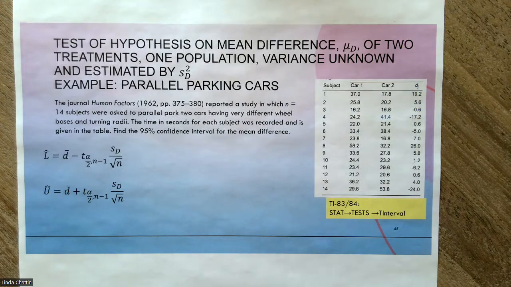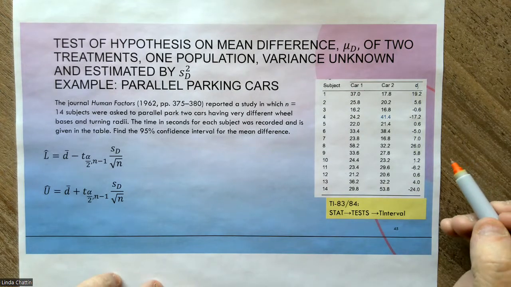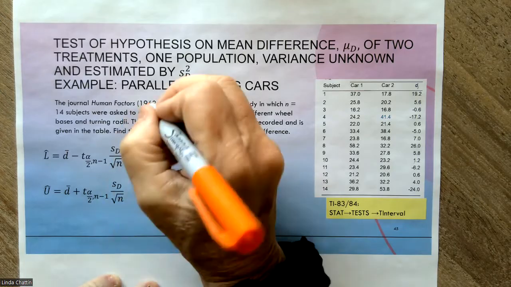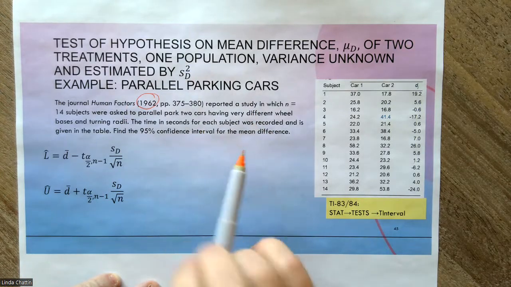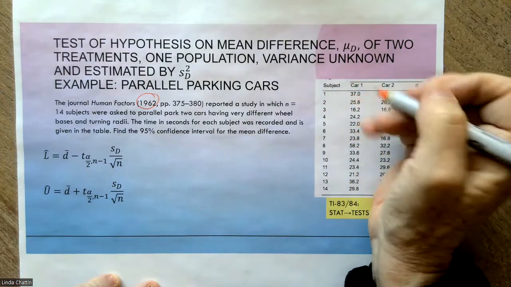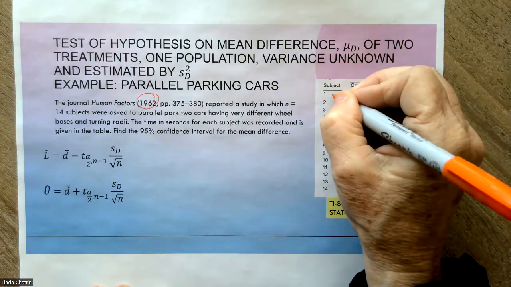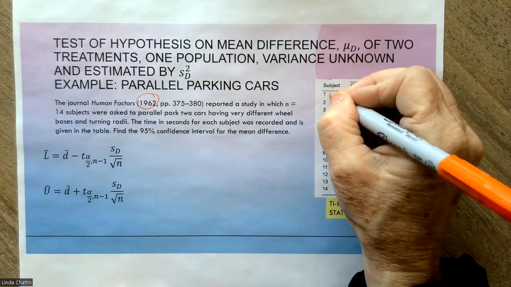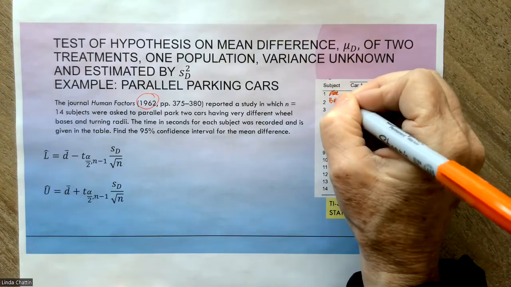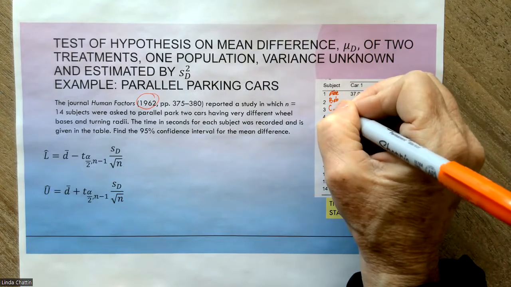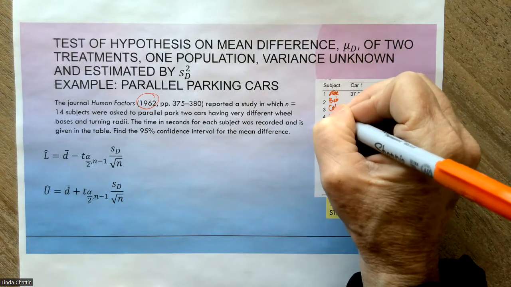So here we've got a situation where we are looking at, oh, that's a good year. I was born that year. The time in seconds for each person. So when it says subject here, we're actually talking about people. So maybe this is, I'm going to go alphabetically. Maybe this is Abe, and maybe this is Bob, and maybe this is Cal, and maybe this is Deb.